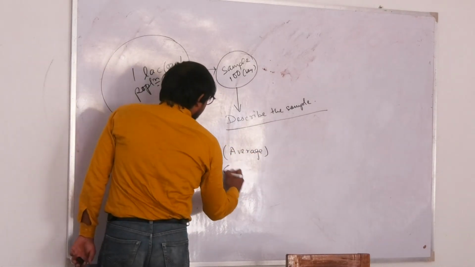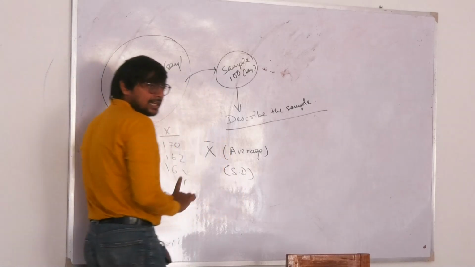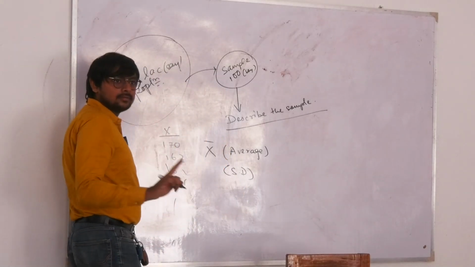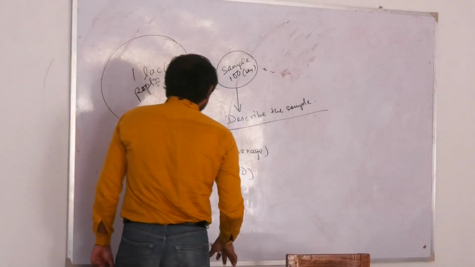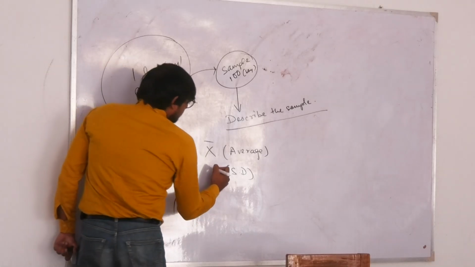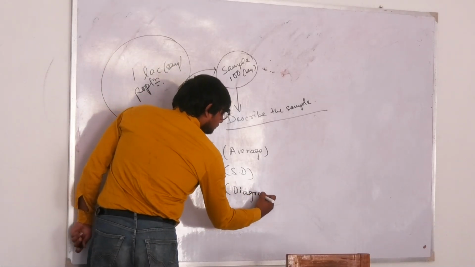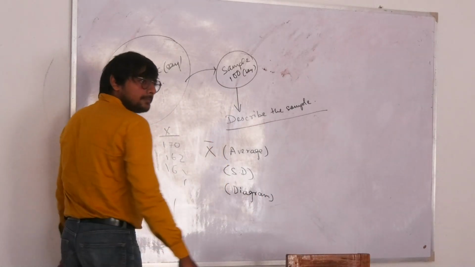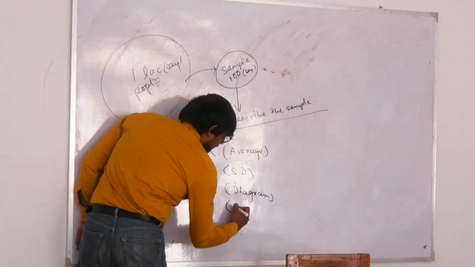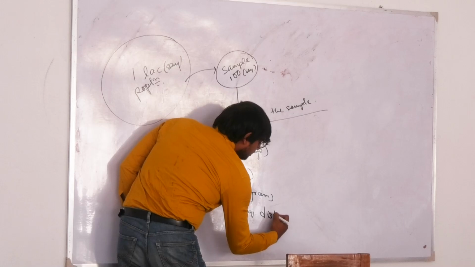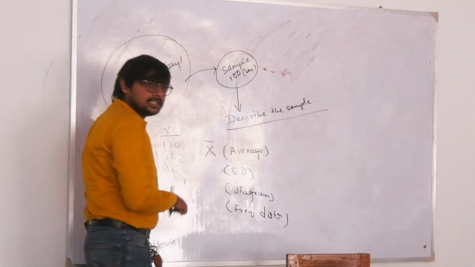We can find the standard deviation. Everyone knows what standard deviation is? Everyone knows? I'll explain again, but still, at this point you know, right? We can draw a diagram out of this. Correct? What else can we do? We can draw a frequency distribution. Everyone knows what a frequency distribution is?